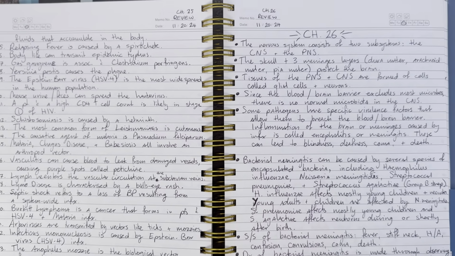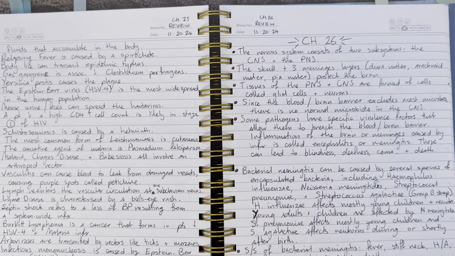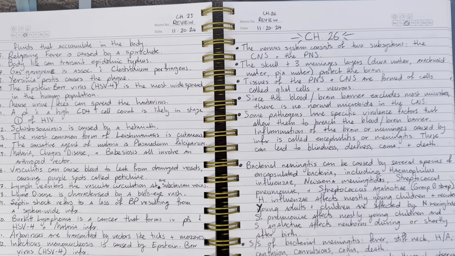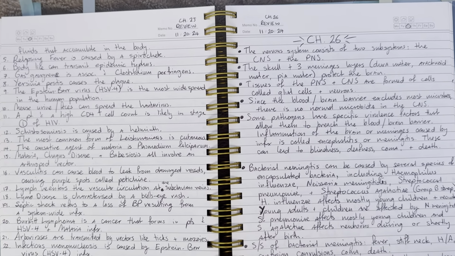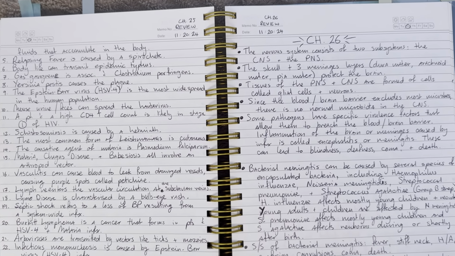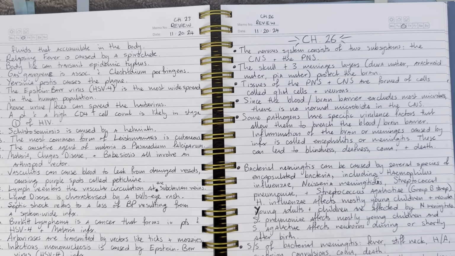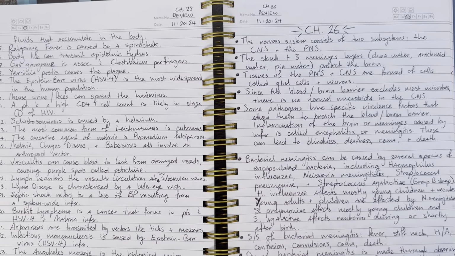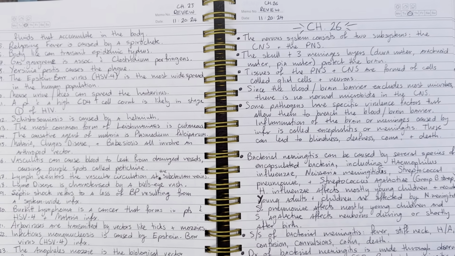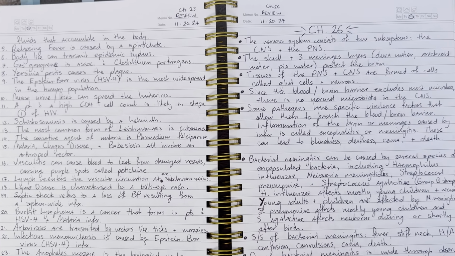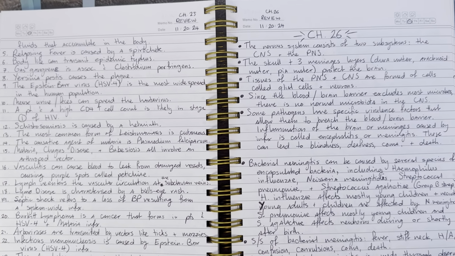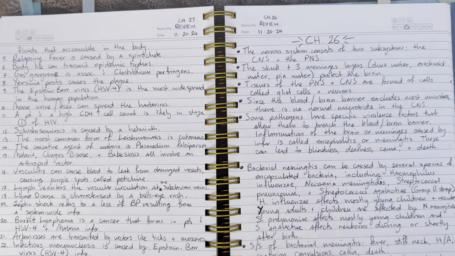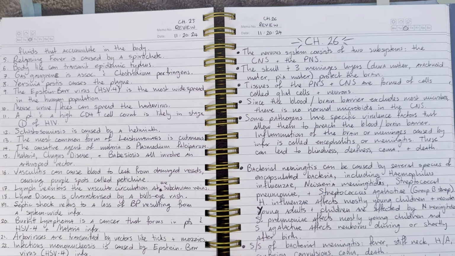Bacterial meningitis can be caused by several species of encapsulated bacteria, including Haemophilus influenzae, Neisseria meningitidis, Streptococcus pneumoniae, and Streptococcus agalactiae, Group B strep. H. influenzae affects most young children and neonates. Young adults and children are affected by Neisseria meningitidis. Streptococcus pneumoniae affects mostly young children, and Streptococcus agalactiae affects newborns during or shortly after birth.